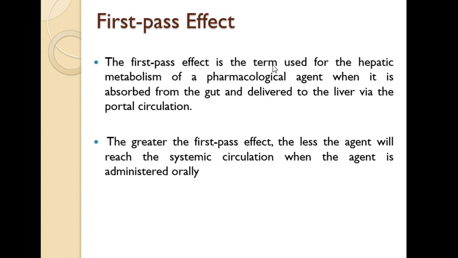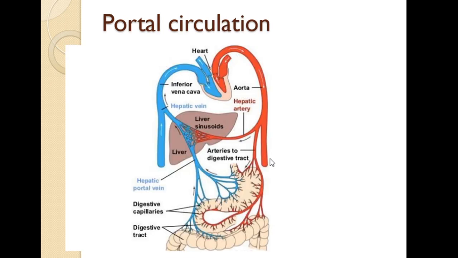The first pass effect is a term used for the hepatic metabolism of a pharmacological agent when it is absorbed from the gut and delivered to the liver via the portal circulation. The greater the first pass effect, the lesser the agent will reach the systemic circulation when the agent is administered orally. So first pass metabolism will be seen only in case of oral administration of drug, and the drug should get absorbed into the portal vein.